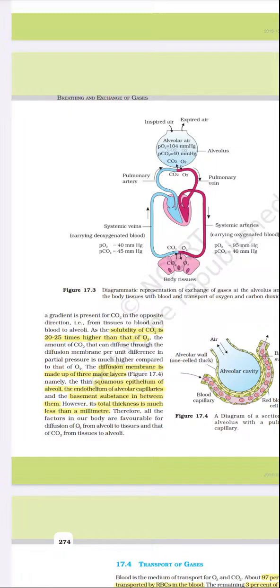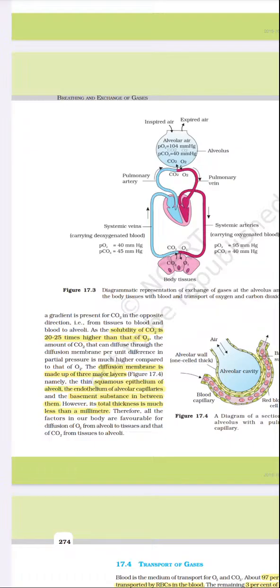A gradient is present for carbon dioxide in the opposite direction, that is from tissue to blood and blood to alveoli, as the solubility of carbon dioxide is 20 to 25 times higher than that of O2. The amount of carbon dioxide that can diffuse through the diffusion membrane per unit difference in partial pressure is much higher compared to that of O2.